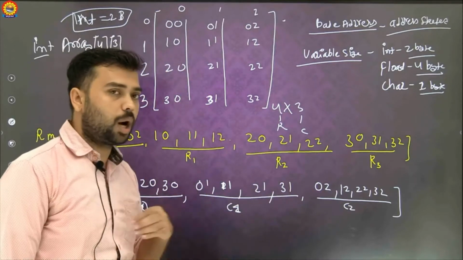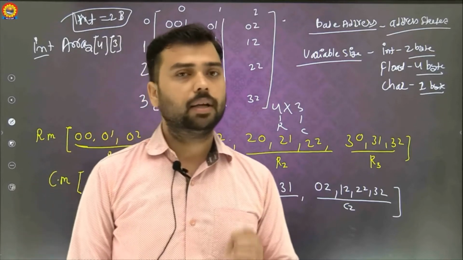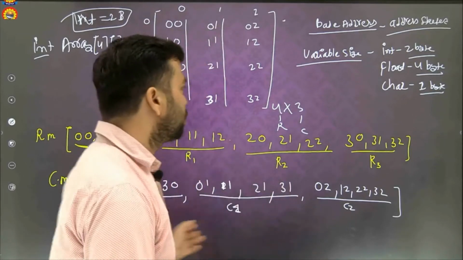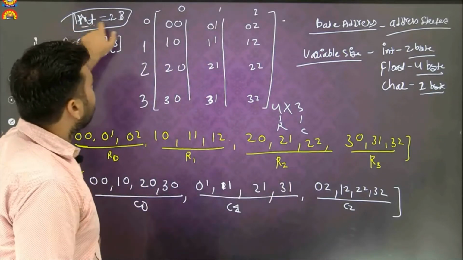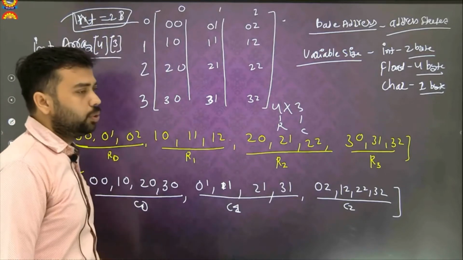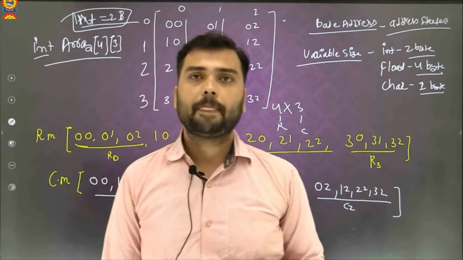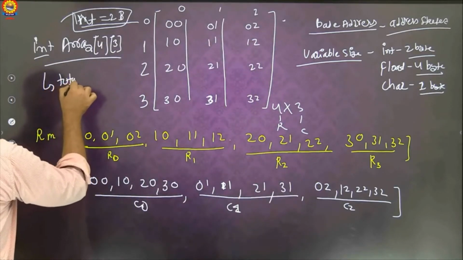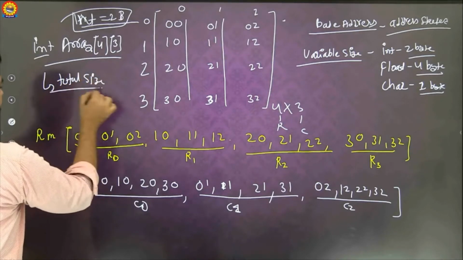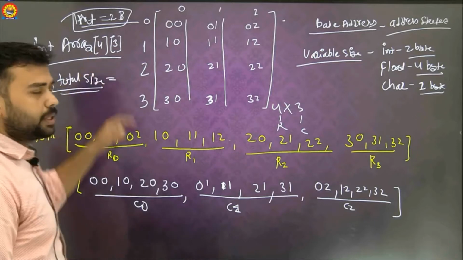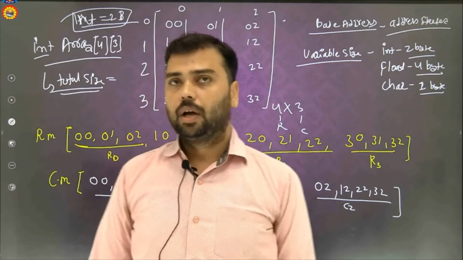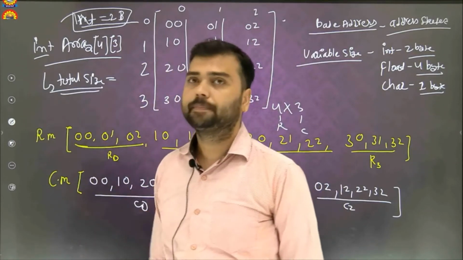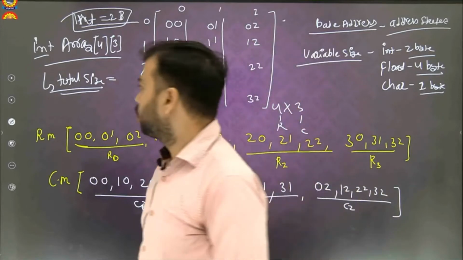Now we are going to discuss how we can identify the address of a particular element in the two-dimension array, whether it is stored in the column major or in the row major. So let integer take 2 byte and the array size is 4 into 3. Then what is the total size of this array? Tell me the answer. Very good. So the total size will be 24.